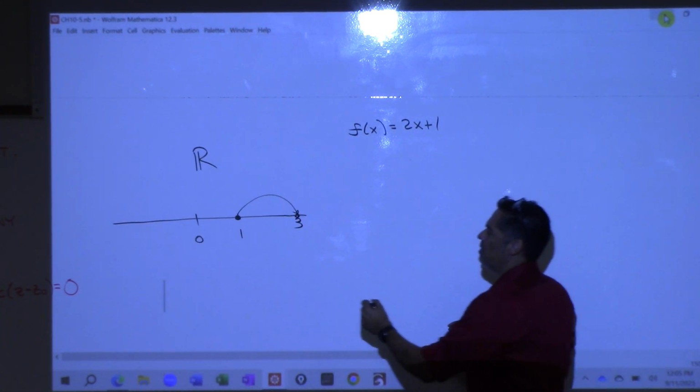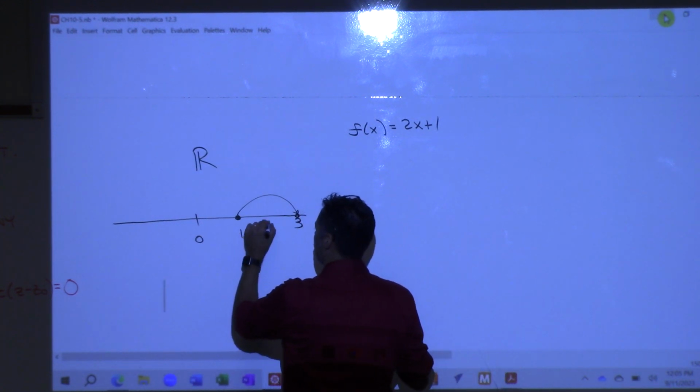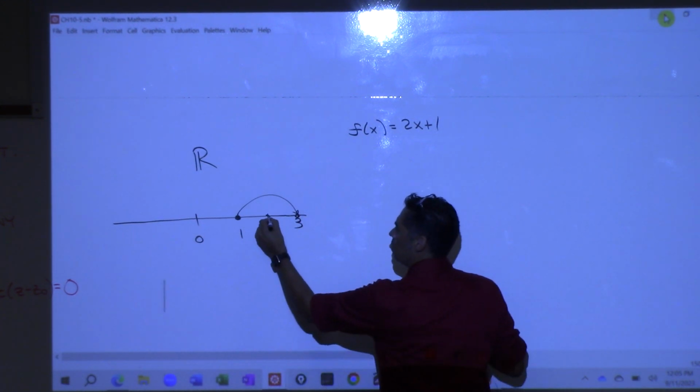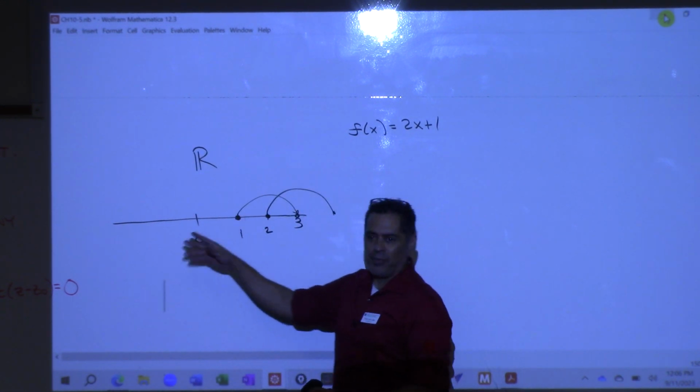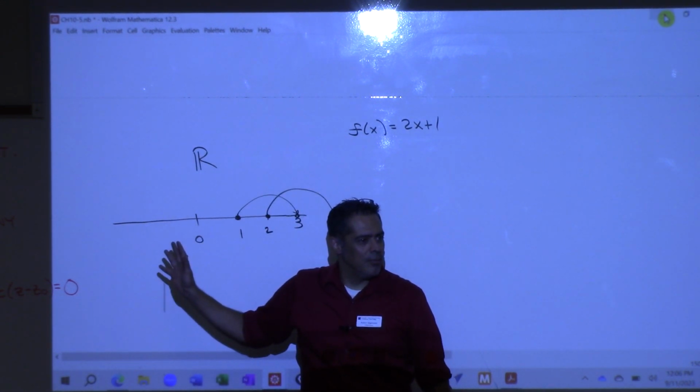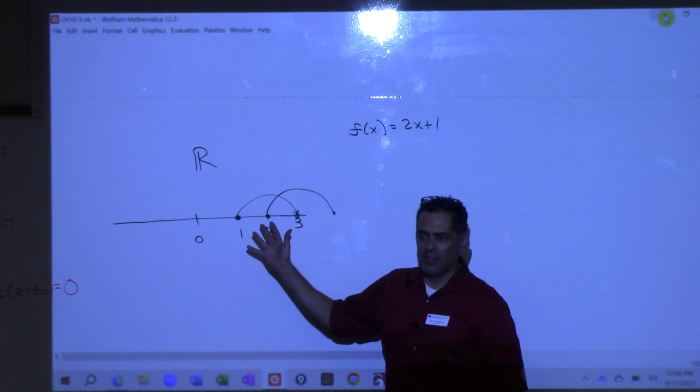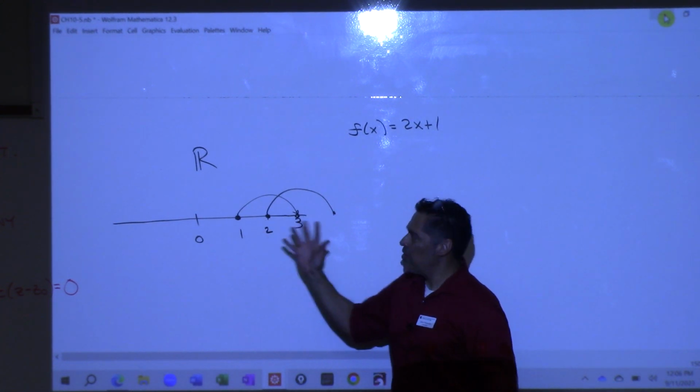What would it do if I plugged in the number 2? Where does 2 go? 2 gets taken to 5, right? Imagine I try this for all the numbers over here. Wouldn't this look like a jumbled mess? Yes? So what we do instead is this.